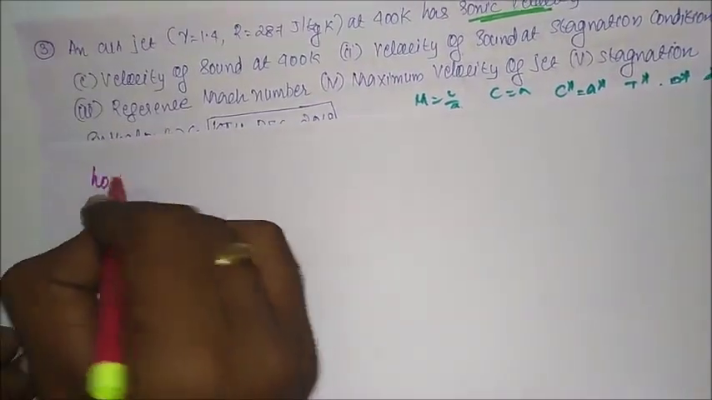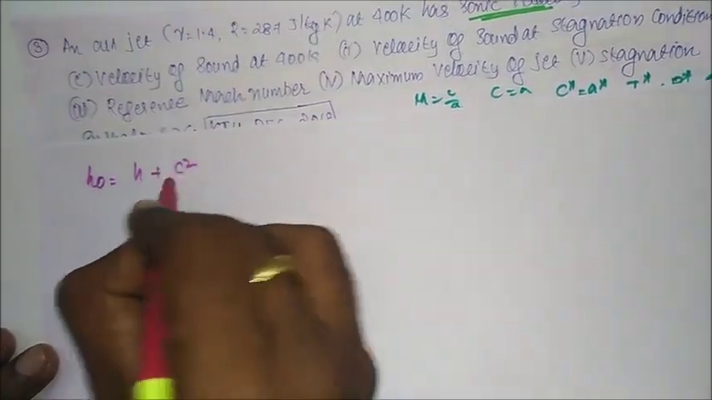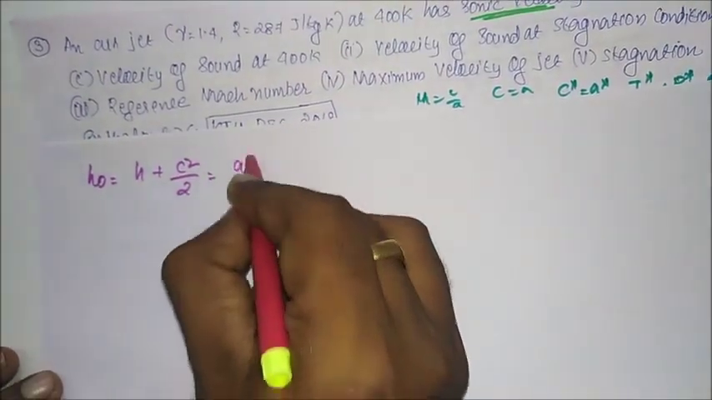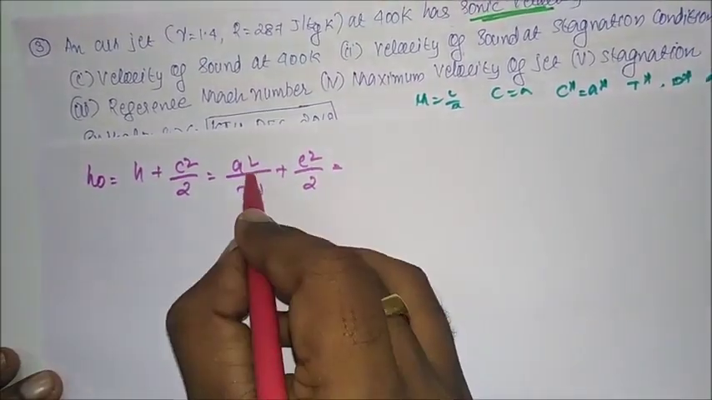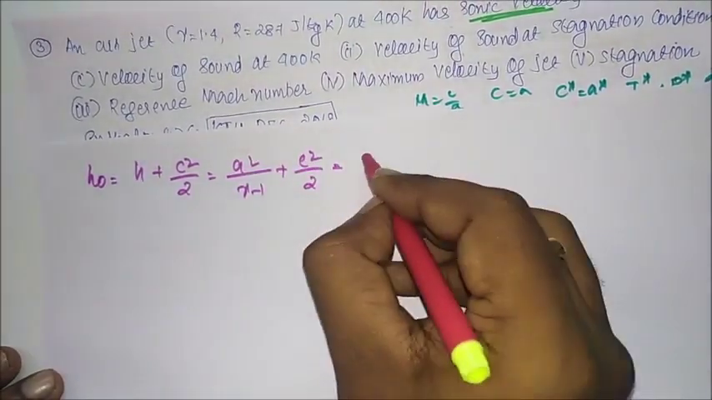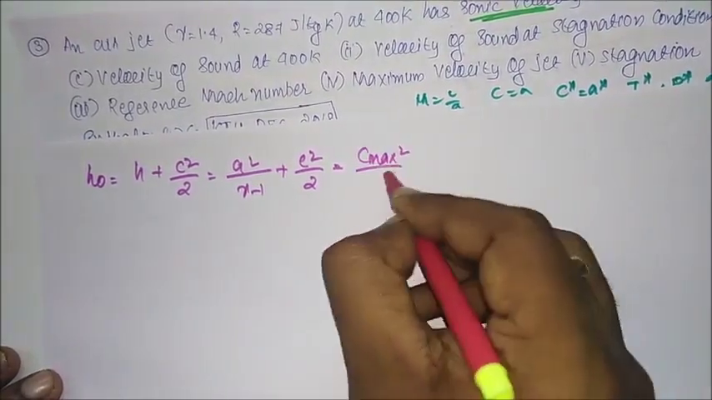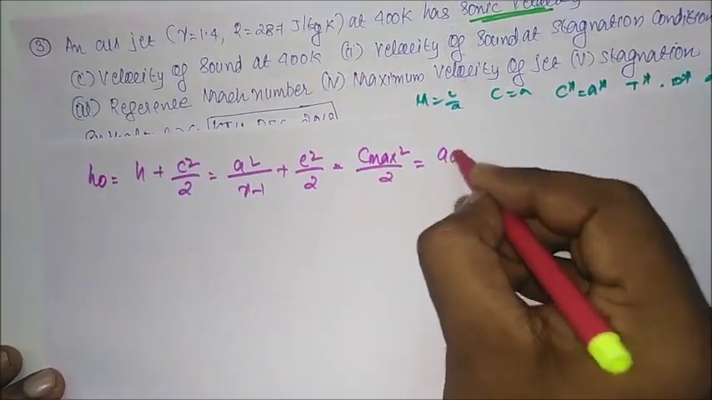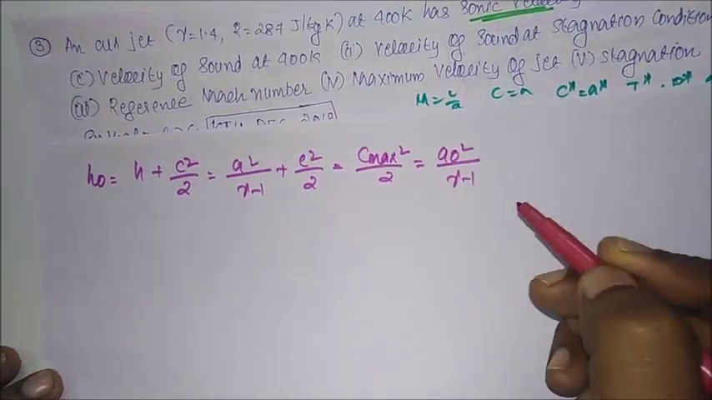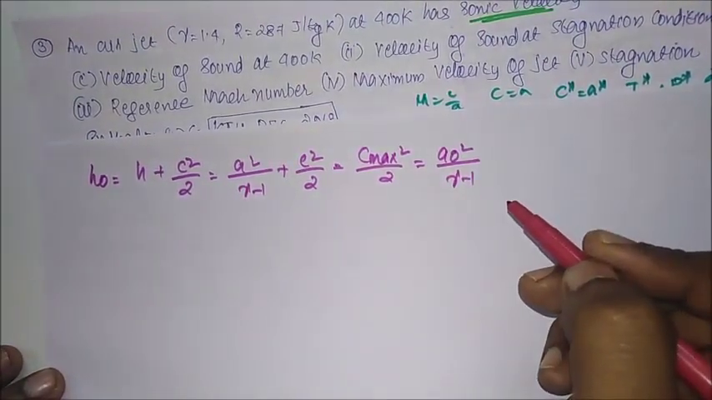That is, h0 is equal to h plus c square divided by 2, which is equal to a square divided by gamma minus 1 plus c square divided by 2. When a is equal to 0, then c is c max. So c max square divided by 2 equals, when c is equal to 0, the stagnation condition, a0 square divided by gamma minus 1.